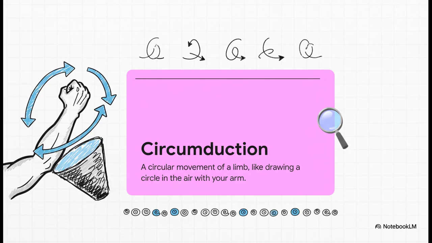And now for the grand finale of movements, circumduction. This is when you move an arm or a leg in a big circular, kind of cone-shaped motion. Think about a softball pitcher winding up to throw. It's the most complex motion we've looked at because, get this, it's not actually one single movement, it's everything we've learned all rolled into one.